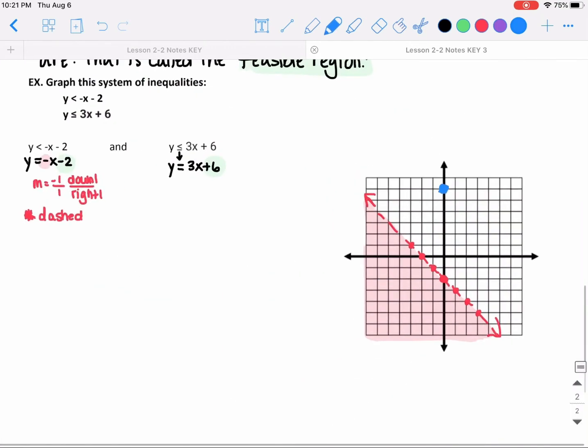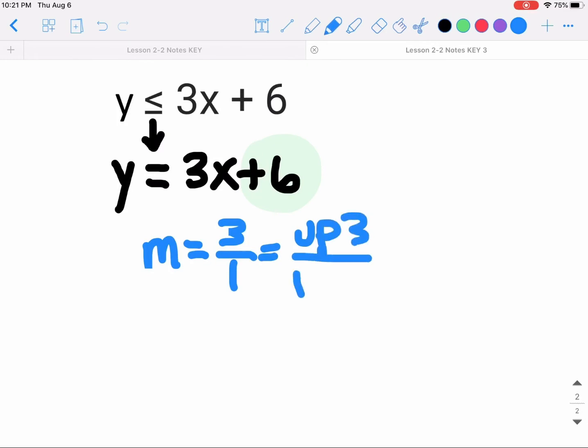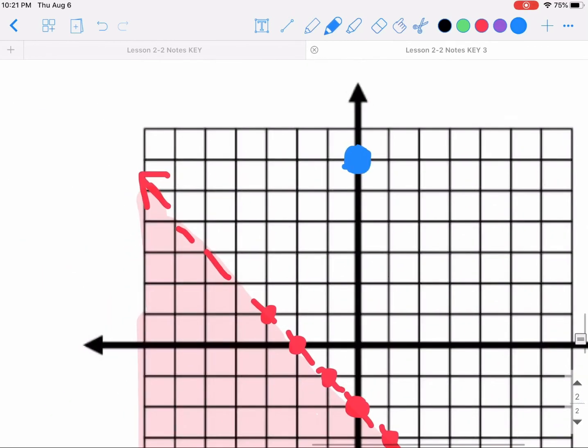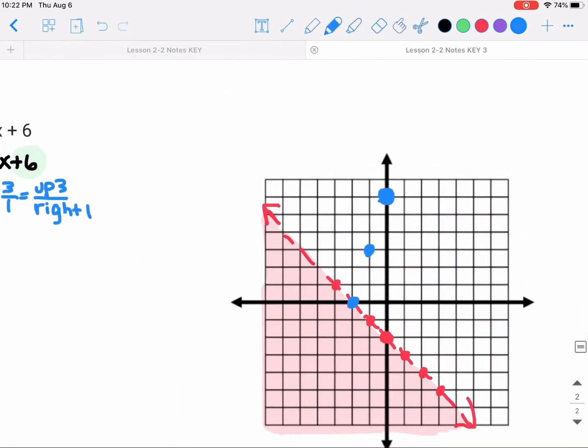All right, and then next I'm going to look at the slope. I know the slope is equal to 3, so I could write that as a fraction, 3/1, which means I'm moving up 3 to the right 1. I can't do that from this point and have a point on the graph, so I'm going to go to the left. So I'm going to go down 3 to the left 1, down 3 to the left 1, and I don't need any more points than that. I just need 3 points.